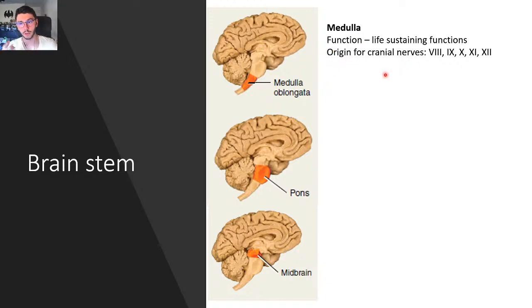Now we also have origins for cranial nerves. This is where their nuclei stand. That's your cranial nerves 8, 9, 10, 11, and 12. So you can think of the medulla oblongata as the final five nerves. It's the cardiovascular center. It regulates your heart rate and blood vessel diameter. It has a respiratory center combined with the pons, which helps regulate breathing. And the brainstem is also responsible for cough, swallowing, and gagging.